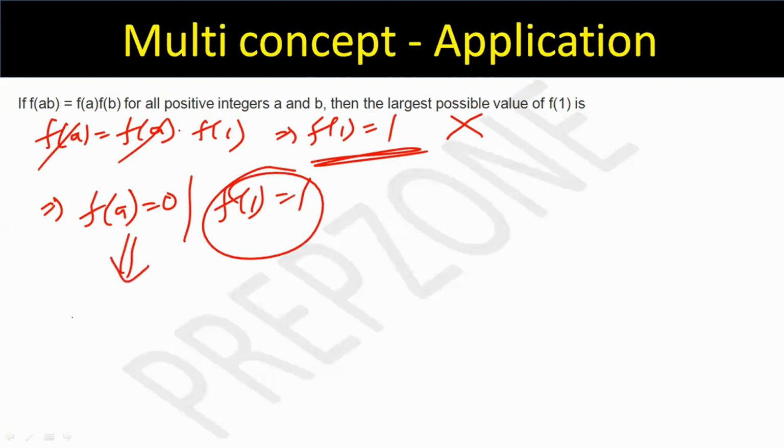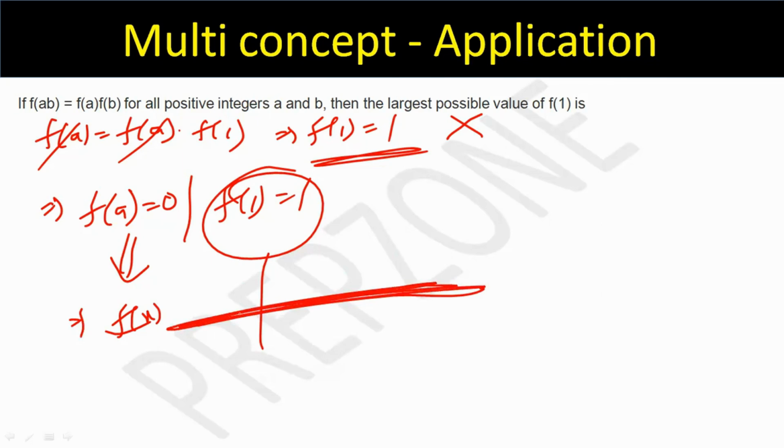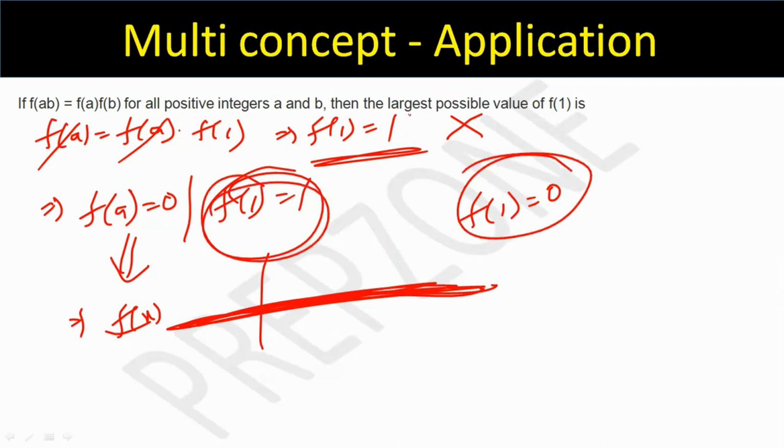When f of a is 0, it basically means that f(x) is a constant function, because the value of a is not defined, and it says that it is a constant function where all the values of the function are 0, which means if you put a equals to 1, the value of the function can be 0. So f of 1 is 0. So f of 1 can be either 0 or 1. Because they've asked me the largest possible value, the answer has to be 1.